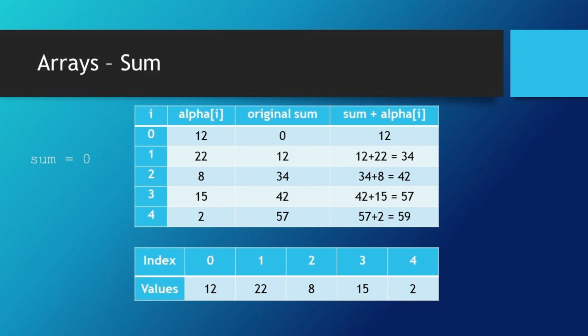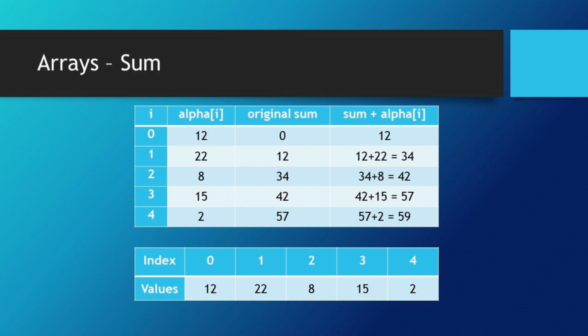The original sum is 0, and the first time through the loop, we will add alpha sub 0 to the sum. So the sum plus alpha sub I would be 12. The next time through the loop, position 1 of alpha is 22. So we will add 22 to the value already in sum. So 12 plus 22 becomes 34.